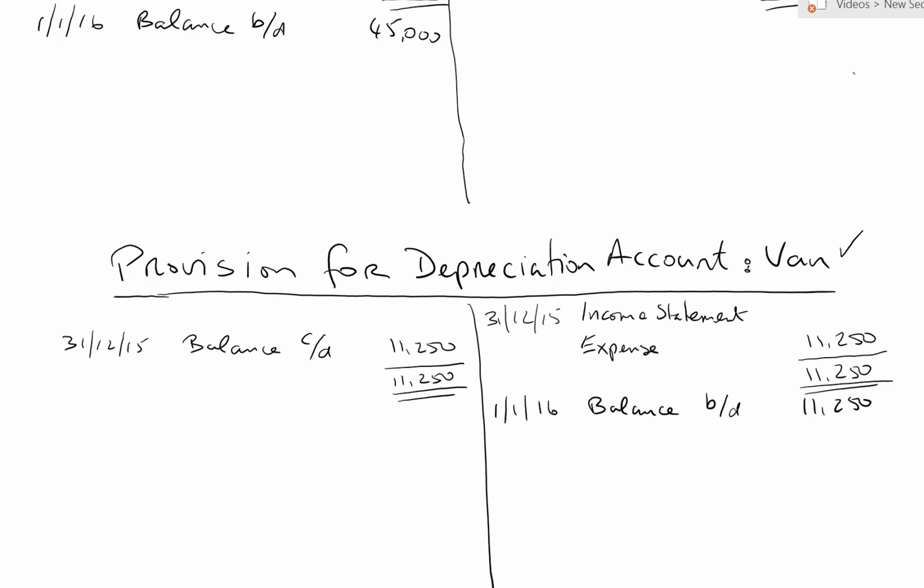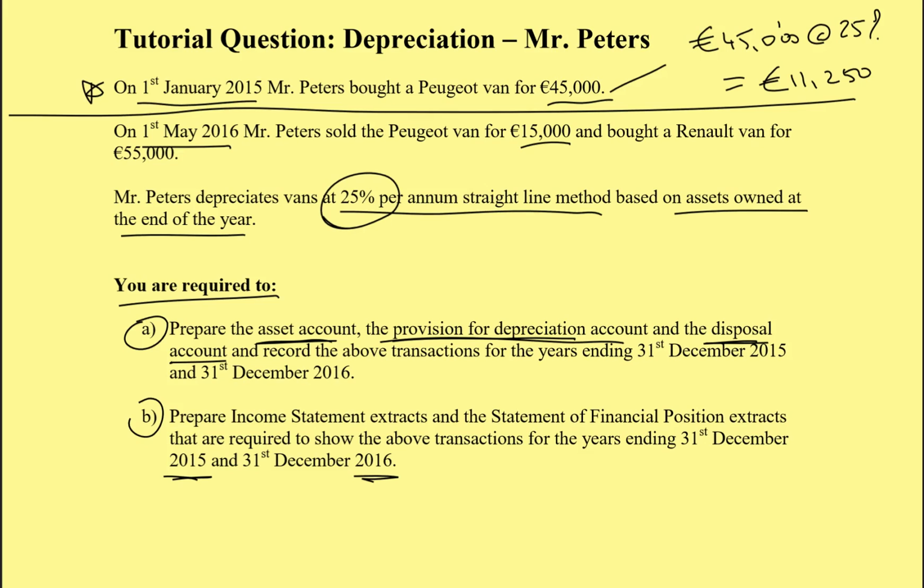So that is the provision for depreciation account and the asset account done for 2015. So what I need to do now is go back and have a look and see what happens in 2016. There's a couple of things happening in 2016. We'll deal with them one at a time.